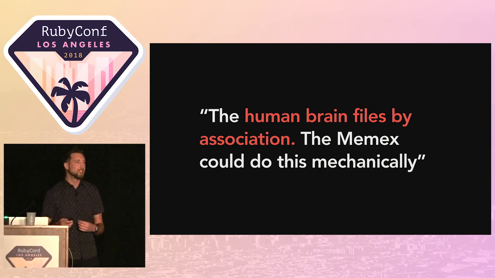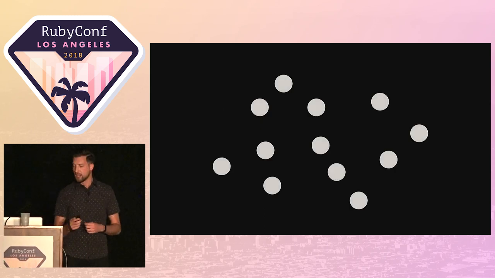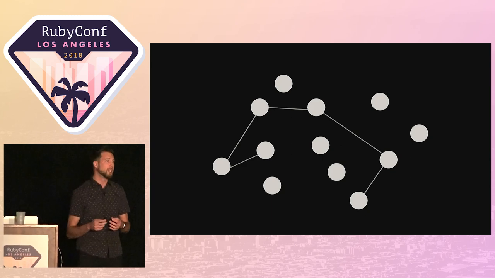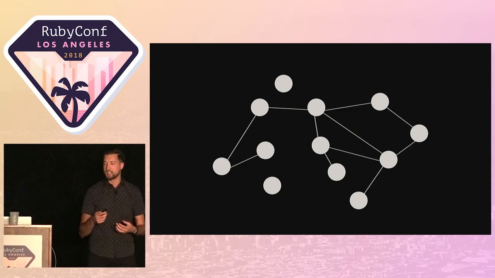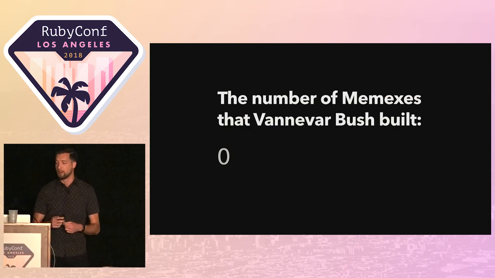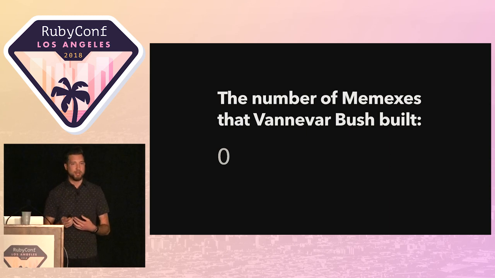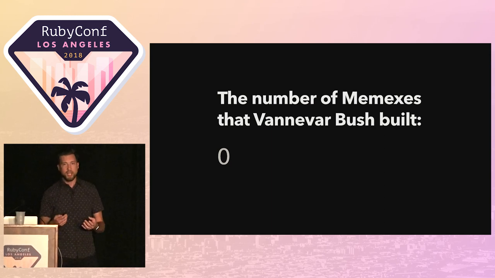And he said that the Memex could do this mechanically. If you imagine these are nodes in the Memex's data set, as the user would navigate through their data, the trails between the nodes would be recorded. Then later on, as the user wants to search for something, they can use these trails to find something by association again. The unfortunate thing about the Memex was that it was never built. It was a conceptual device, it was just an essay. It was never built. This was very unfortunate.